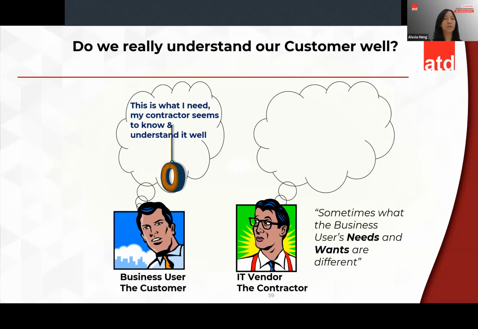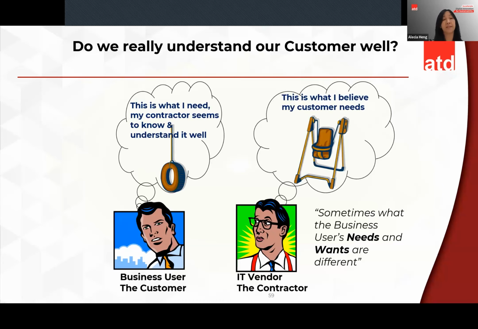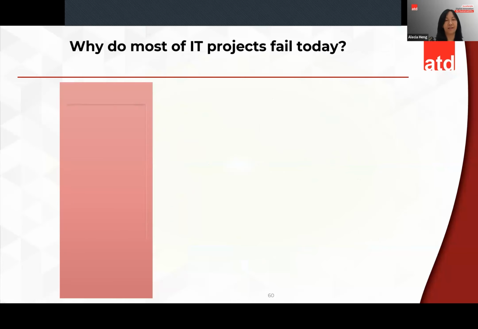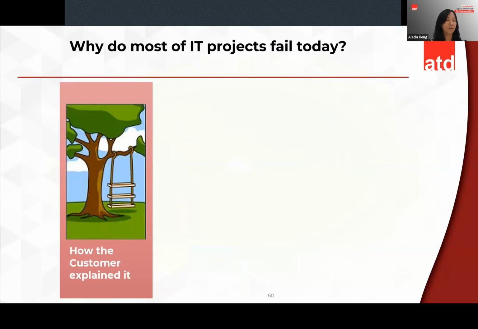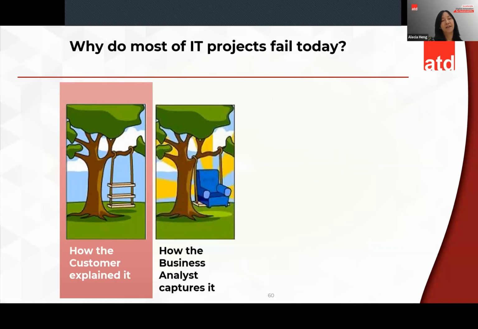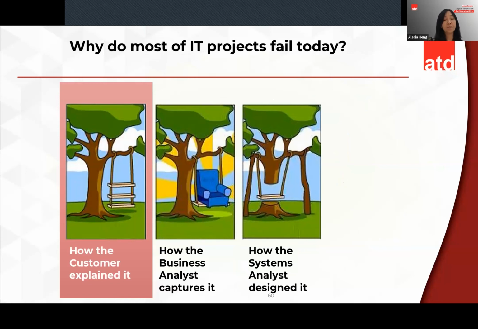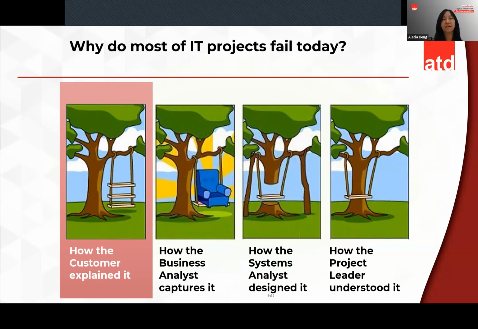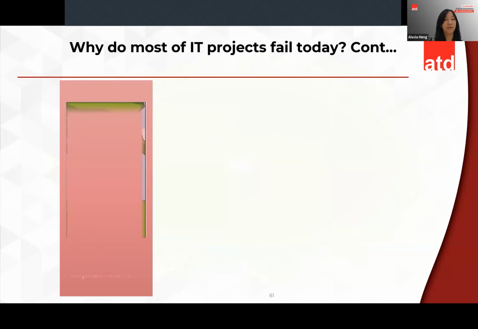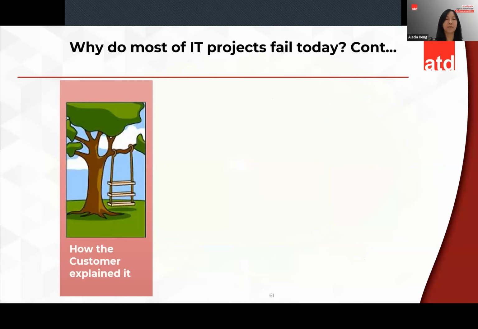So this is how the business articulates, and what is being perceived might be something different, right? So in this example, we have a swing, right? This is what the business articulates, and this is what IT thinks. So at the end of the day, how business explains it is different, right? Or how the customer explains it. This is how it's being explained. Okay. When we capture the requirement, okay, this is how it's being captured. And when the system analyst designs it, this is how it is. The project leader seems to have a different idea. Okay. So this is what the customer explains, or what the business explains.